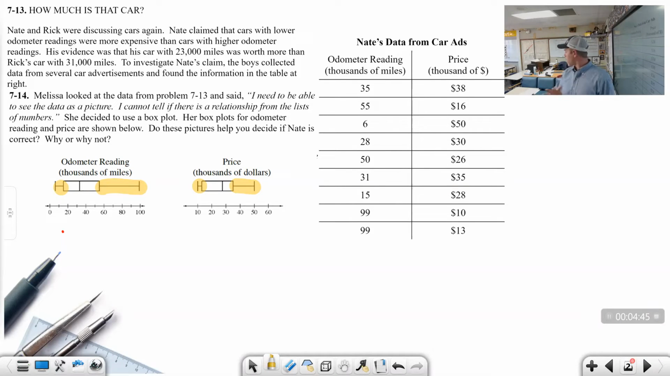No. So in your notebook, off to the side of your box plot, I want you to write this sentence. These box plots do not help us see a relationship in the information, period. These box plots do not help us see the relationship in the information, something along those lines. You don't use box plots for relationships.